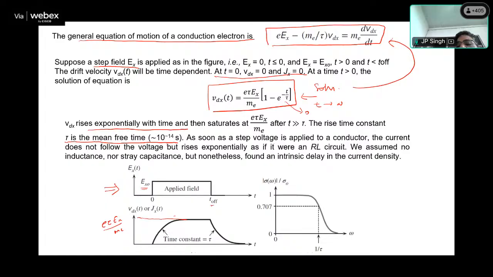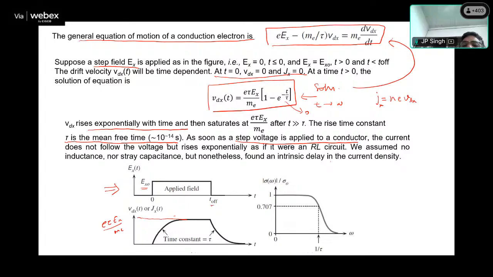So what we learn is, if I apply a step voltage instead of a constant field, if I apply a step electric field, or we say step voltage, to a conductor, the current density will be simply N e v_dx, because of this v. So it means as you apply the step electric field or voltage, the current does not follow the voltage immediately. It means current will rise exponentially, as it does in an LR circuit.